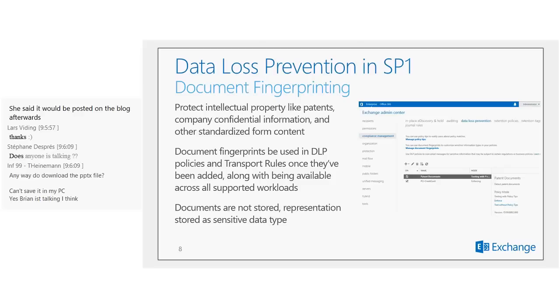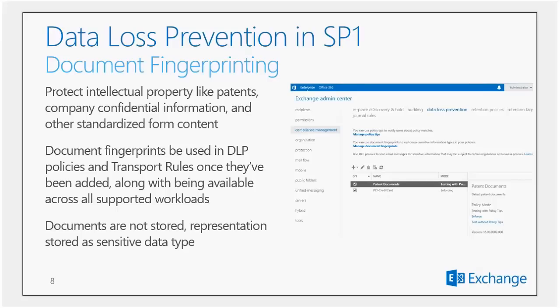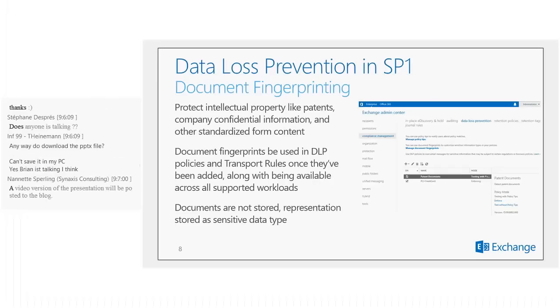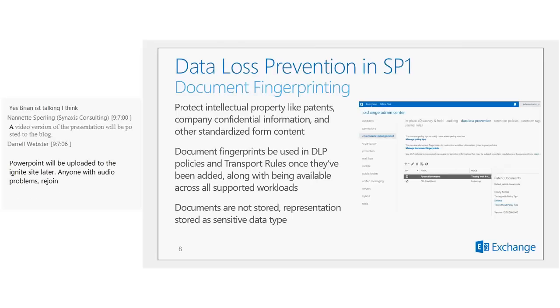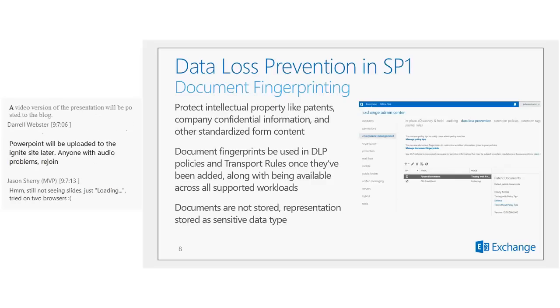The approach is to help you control intellectual property from accidentally leaving your organization, and doing that in a way that fits together with our data loss prevention investments. So it's both making that a policy, something we can apply, but ultimately doing that in a way that helps educate and inform the user so we don't get in the way. Document fingerprints are used in DLP.